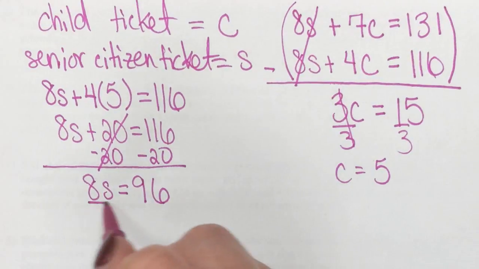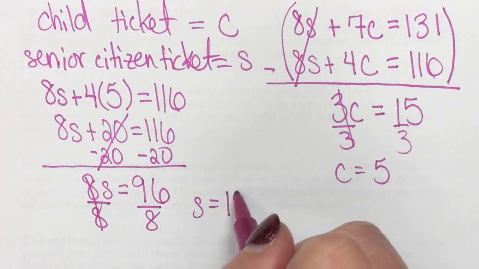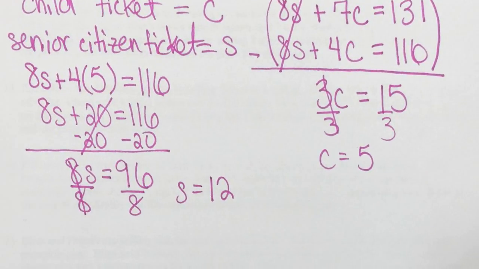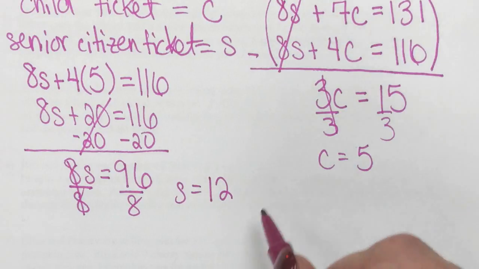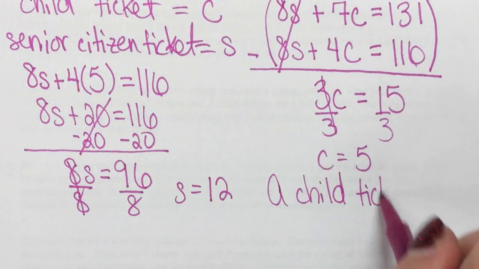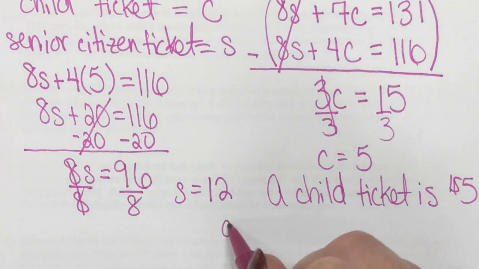And what do you get when you divide by 8? 12. Very good. All right, so you do have to explain your answer, guys. You can't just leave it like that. So you have to say a child ticket is $5 and a senior citizen ticket is $12.